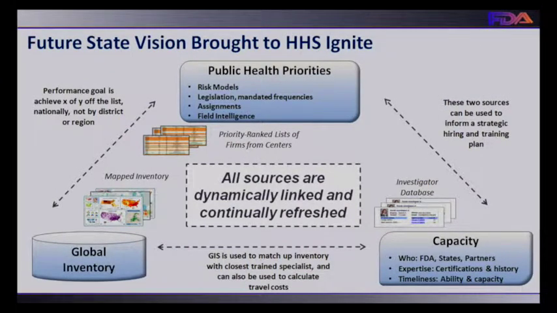So to address these challenges, what we've put forward, and this was part of our HHS Ignite proposal, was a decision support tool that integrates 3 sources of information to make the best decisions about how best to prioritize our inspections. They start with public health priorities. It also includes our global inventory, which is constantly changing every day, and then the capacity of our workforce to be able to match the right investigator with the right firm at the right time.